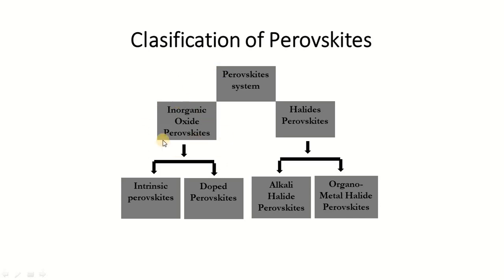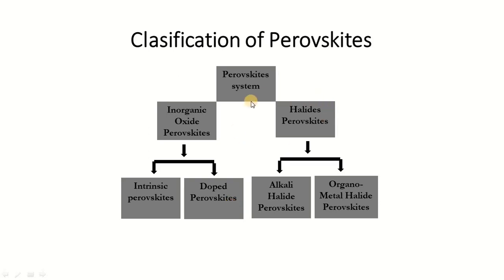Then inorganic oxide perovskite is further divided into intrinsic perovskite and doped perovskite. To be very honest, I didn't find any literature on intrinsic perovskite. I'm still working on it, but the doped perovskite is actually a class of perovskite in which chemical doping is performed, and it is actually a strategy to prepare highest efficiency and stability based solar cells.